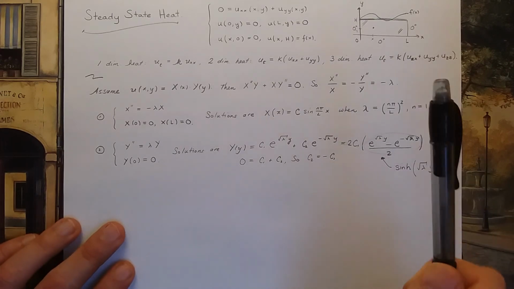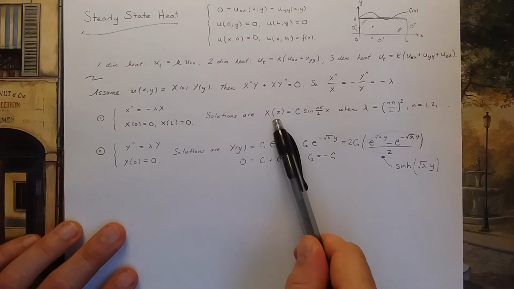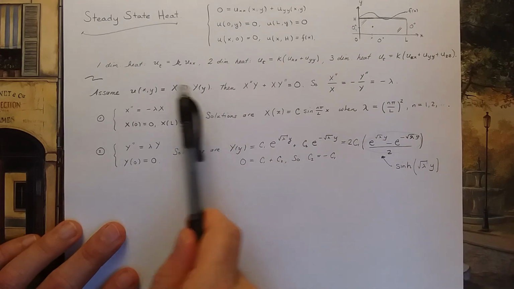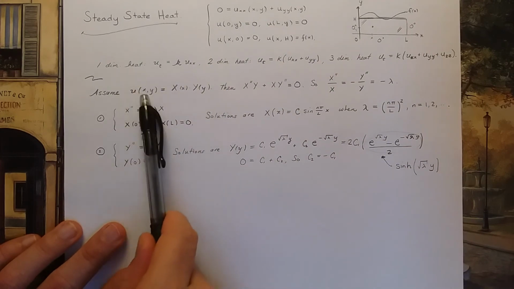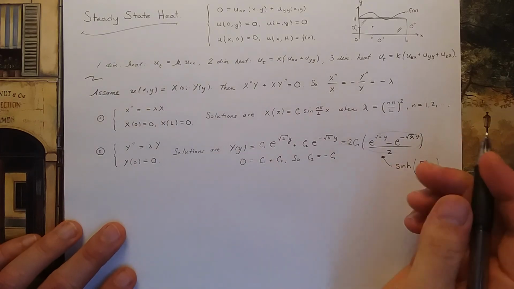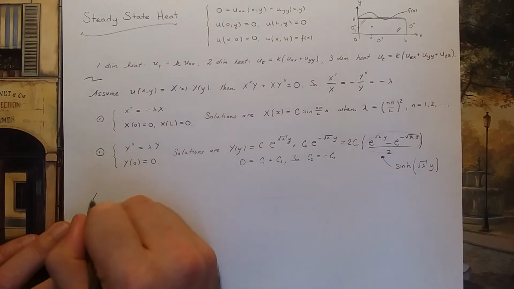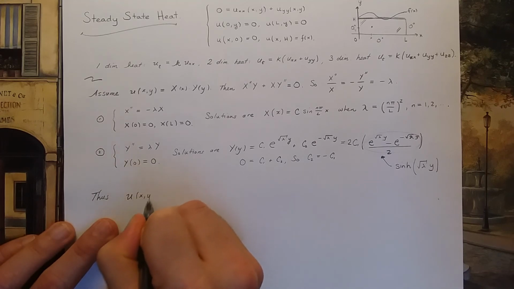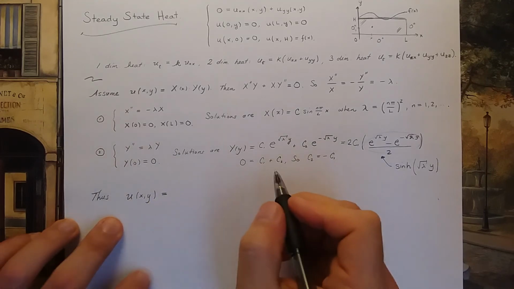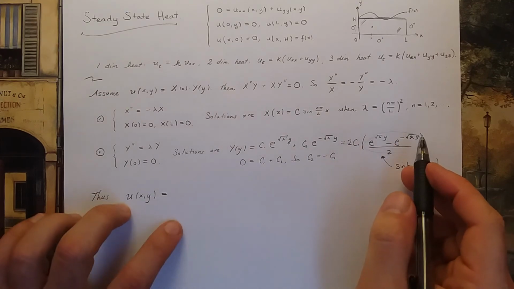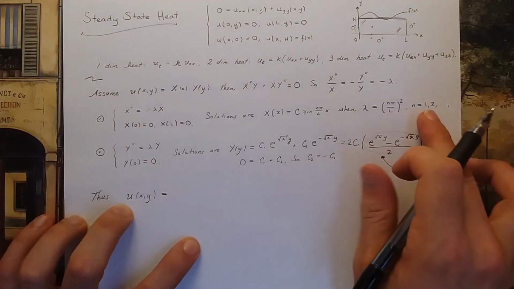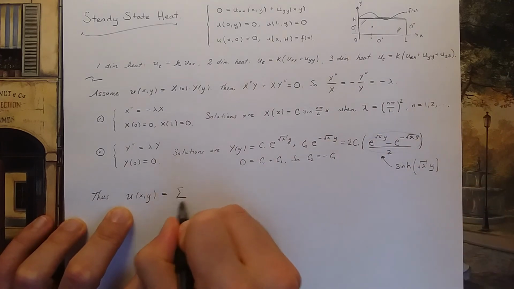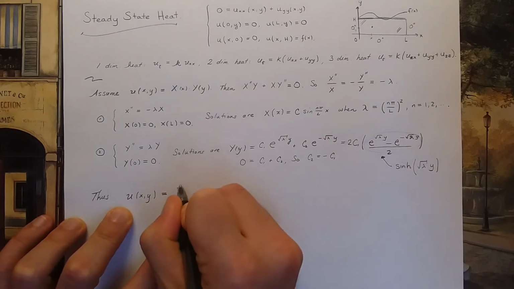Okay, so now I know x, I know y. Therefore, I know the product, x times y. I could write down my general solution for u and almost be done. So thus, the function u of x and y is an infinite sum. I have an infinite number of solutions, one for each positive integer value of n. So I'm going to have the sum, n going from 1 to infinity.